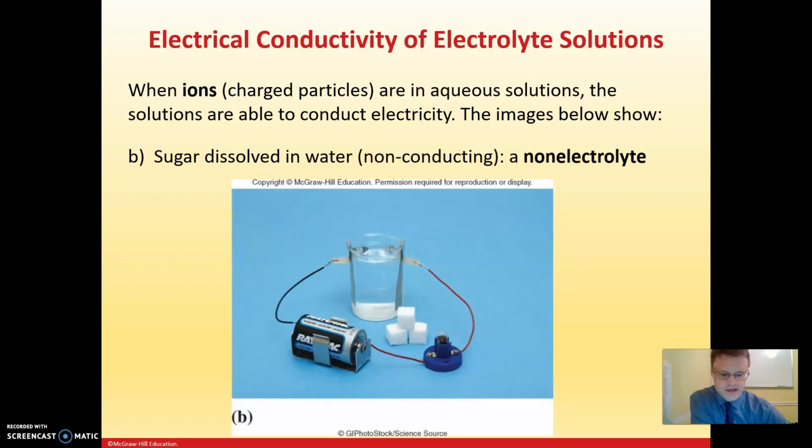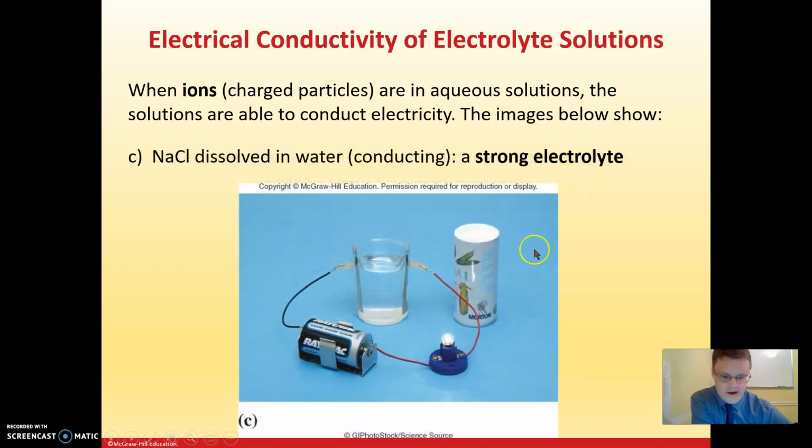Okay, so here's another scenario. These blocks are supposed to be sugar cubes, which they probably are. And it's supposed to tell us that we've got sugar dissolved in this water. And you can see the light bulb is not on, so that means sugar water is non-conducting, and that sugar is a non-electrolyte.